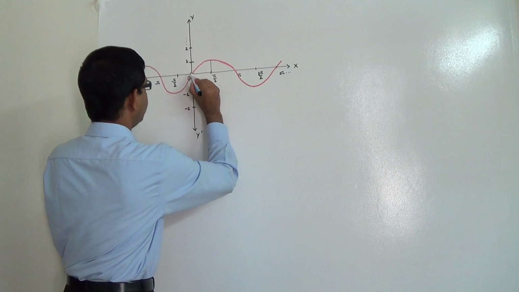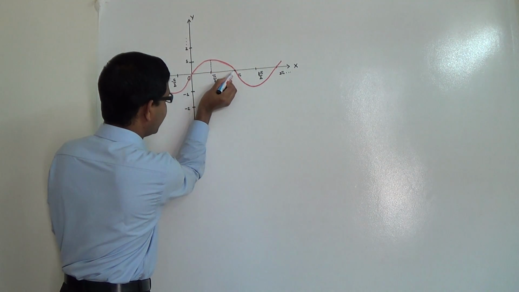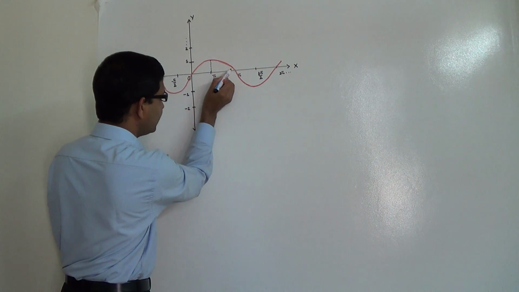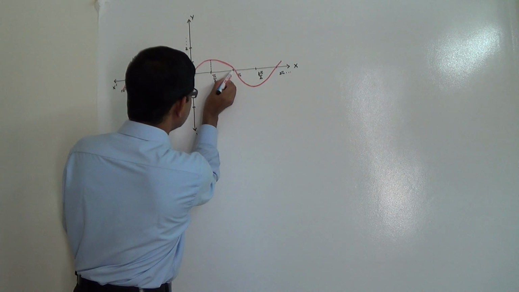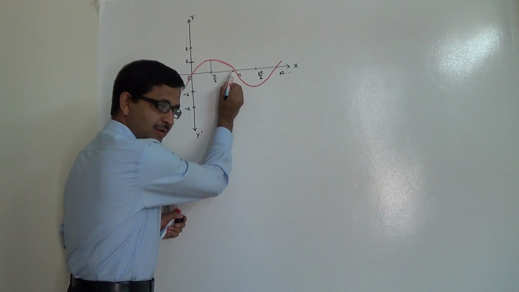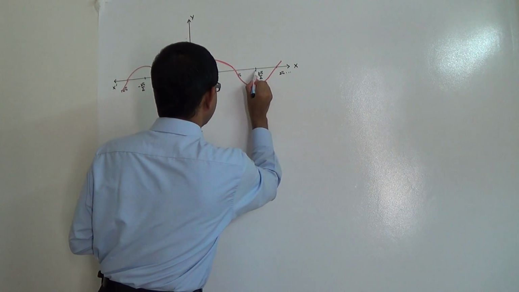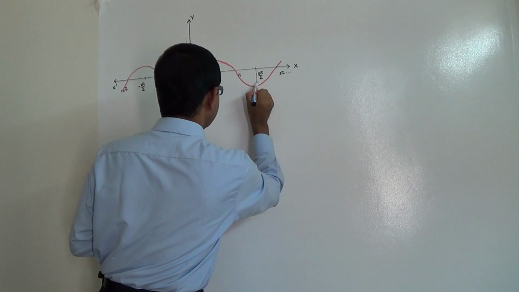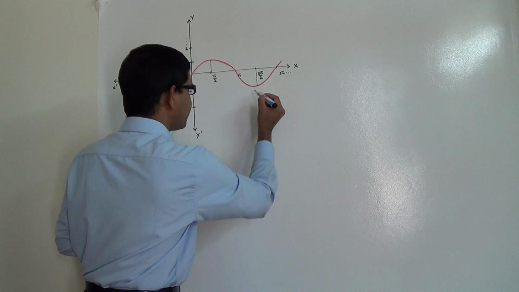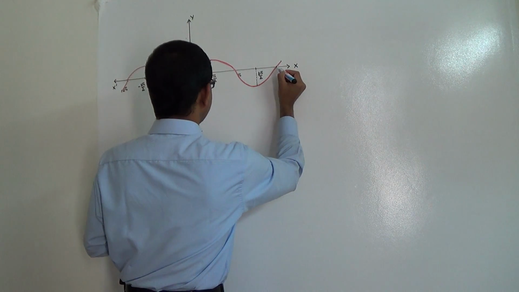Good. Now after pi by 2 it starts decreasing. It is decreasing past pi also. So at pi, it again gets the value 0. Sine pi is 0. Then again it is decreasing till 3 pi by 2. After 3 pi by 2 it starts increasing, and at 2 pi it again becomes 0.